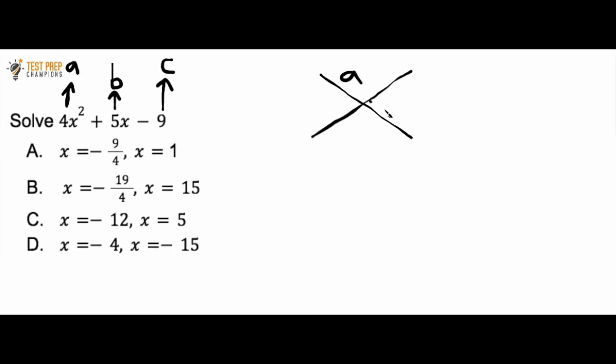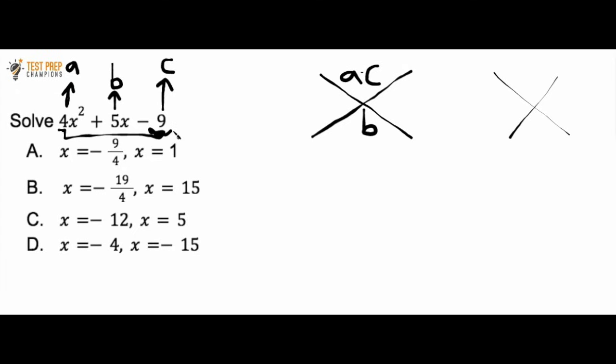You make a little x or a diamond like this, whatever you want to call it. And on the top part of the diamond, you're going to write a times c. And down here is going to just go b. So let's start by doing that. So we know here that our a is 4. And we know that our c is negative 9, right? Because remember, we have to take that minus sign into consideration. So here's our a, here's our c.